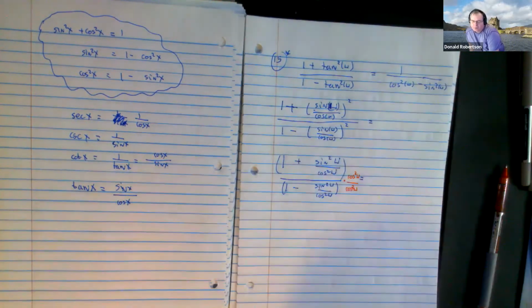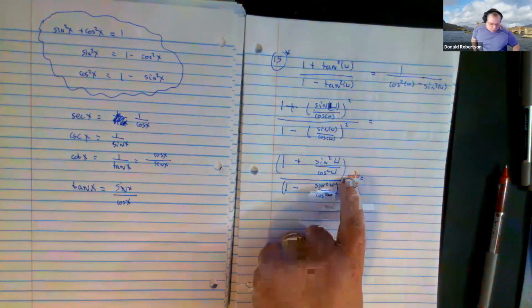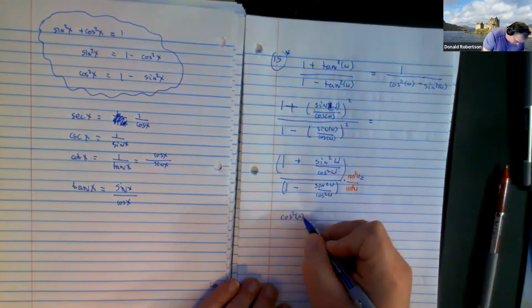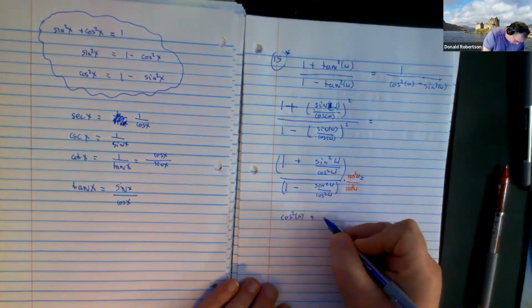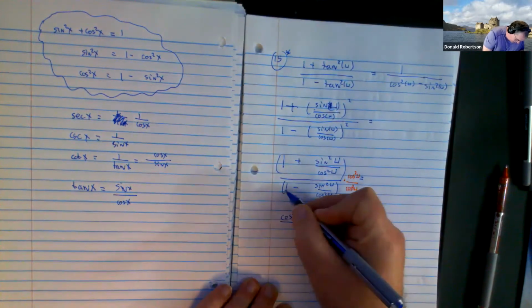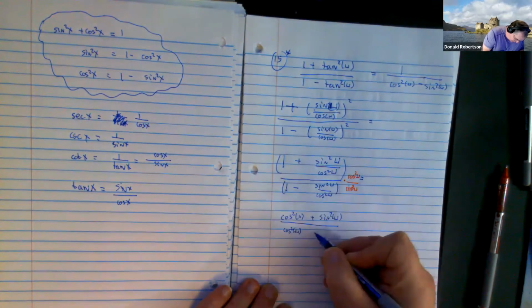Can you see why I chose that special version of 1 to multiply this fraction by? Why it's cos squared and not sine or tangent or whatever? Can you see why I chose cos squared? I want to get rid of these two guys. So cos squared times 1 is cos squared u. Cos squared times this fraction, the cos squares cancel, and you get sine squared u. Cos squared times this guy is cos squared u. Cos squared times this fraction is negative sine squared u.